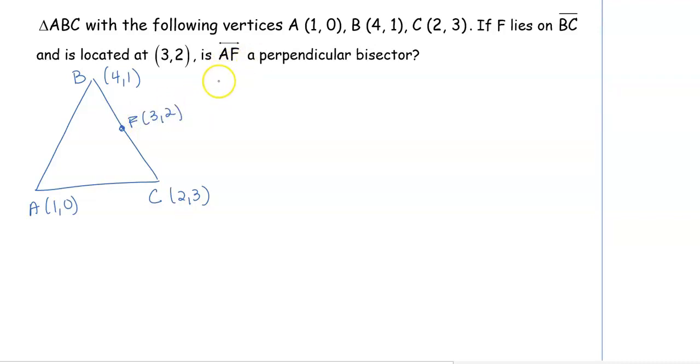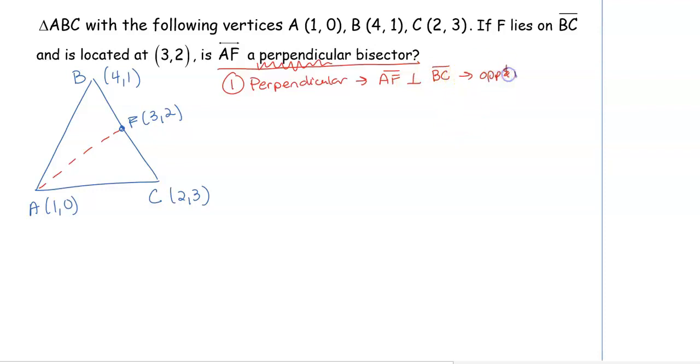The question it's asking us is, is AF a perpendicular bisector? So we're looking at this segment AF and we want to find out what the relationship of that segment is. A perpendicular bisector has two properties. The first word we see is perpendicular. So if it was a perpendicular bisector in this case, then we would need AF to be perpendicular to BC. So we're going to check, do we have opposite and reciprocal slopes?